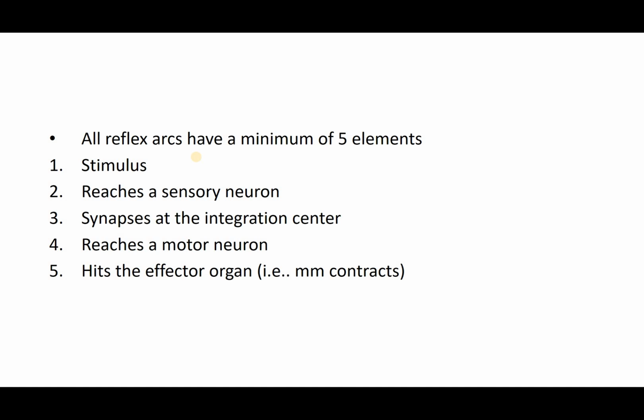So we need 5 things in order for a reflex to occur. First, you need a stimulus, the hot object, the absence of light, the presence of food, and it has to reach a sensory neuron. It needs to synapse in the integration center. It needs to reach a motor neuron, and then the motor response, whether it's a muscle contraction or salivation or glandular release or whatever.